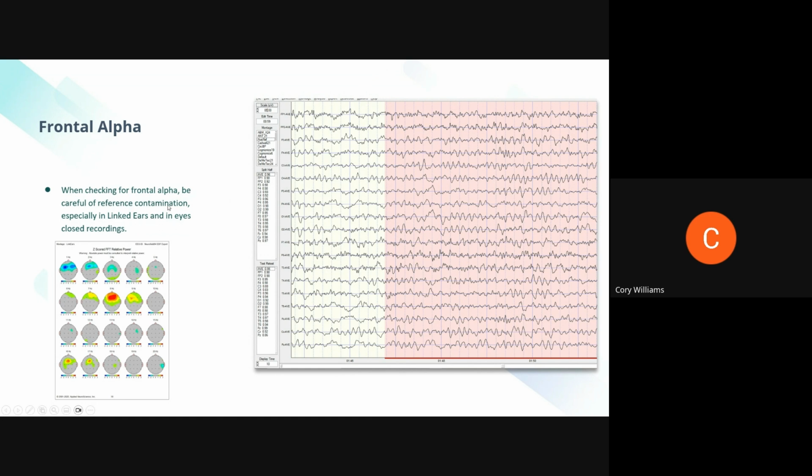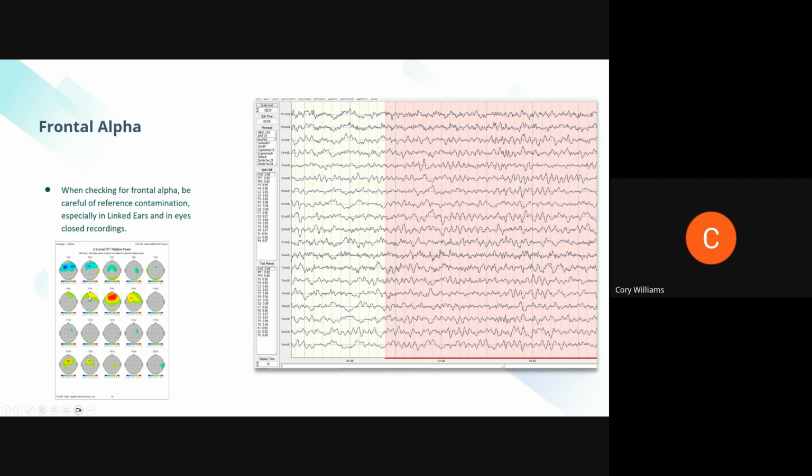Now, for you EEG folks, it's important to keep in mind what montage you're using. Sometimes linked ears can cause alpha activity to appear in every sensor. That's called reference contamination. So you have to be careful with that. You've got to check across multiple montages to make sure what you're seeing is actually there. That's actually the thing that you're looking for.